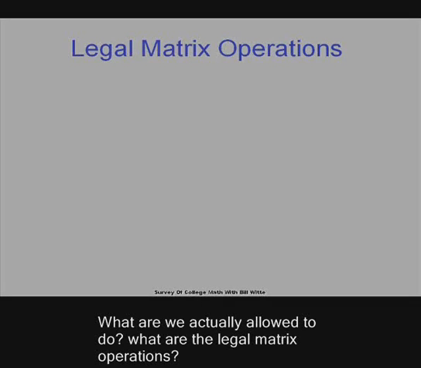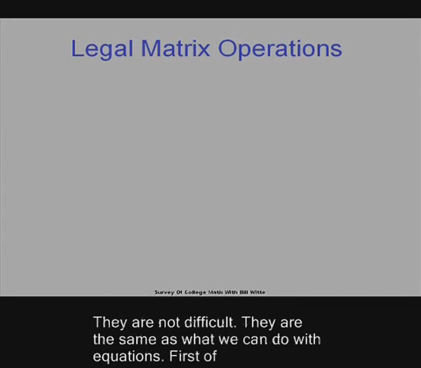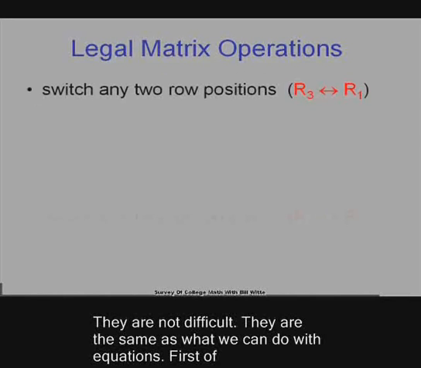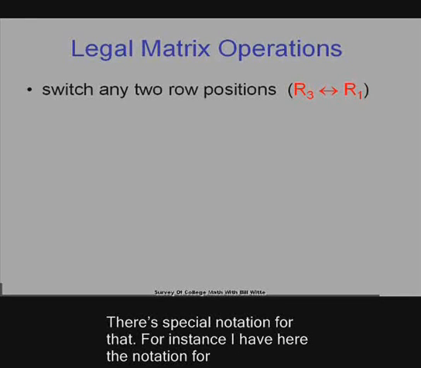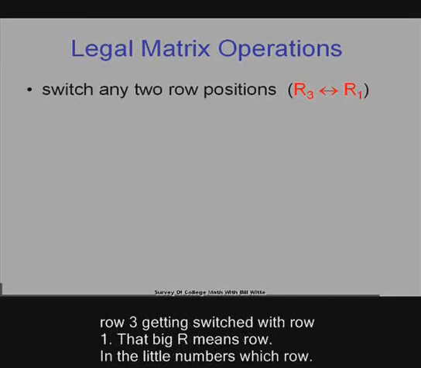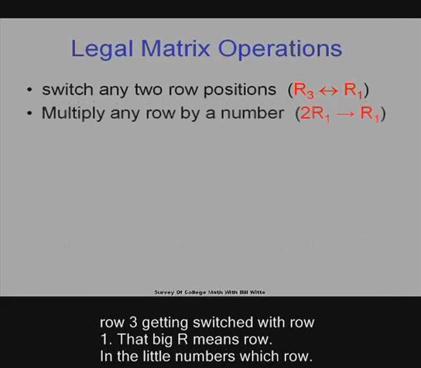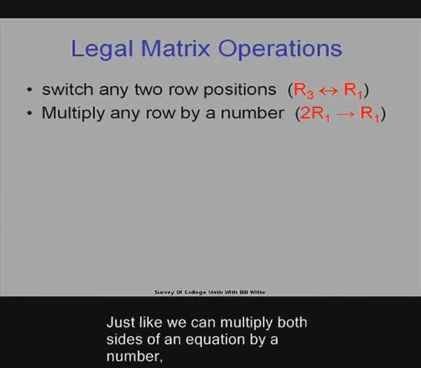What are the legal matrix operations? They're not difficult. They're the same as what we can do with equations, basically. We can switch any two equations. I should say we can switch any two rows. And the notation for that, for instance, I have here row 3 getting switched with row 1. Okay? That big R means row. And the little number is which row.